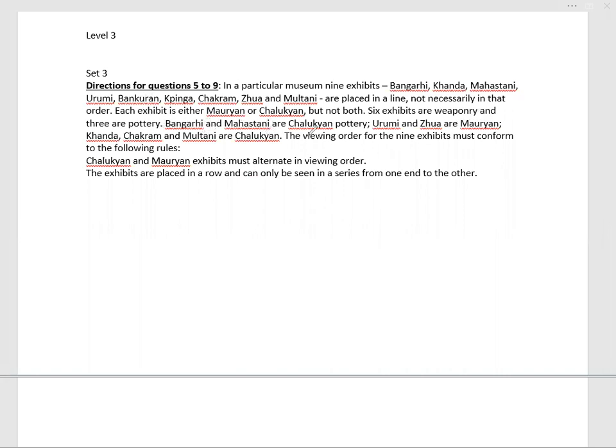Bangrahi and Mahashtami are Chalukyan pottery. Urumi and Zua are Mauryan. Khando, Chakram and Multani are Chalukyan. The viewing order of the 9 must conform to the following rules. Chalukyan and Mauryan exhibits must alternate in viewing.